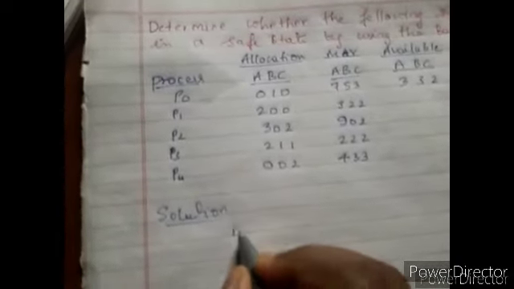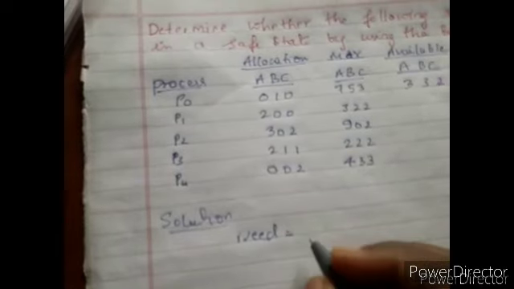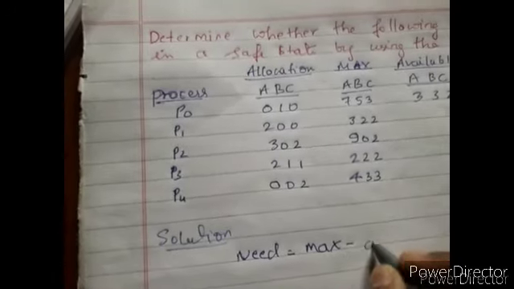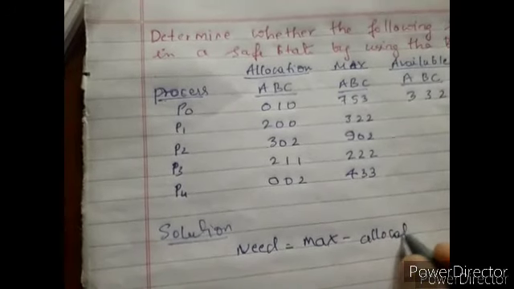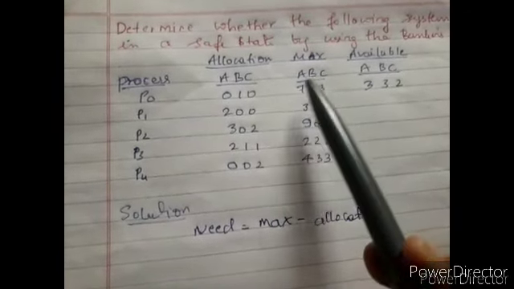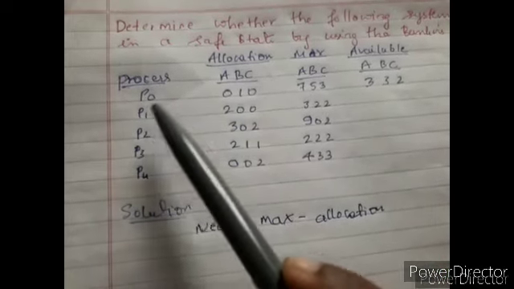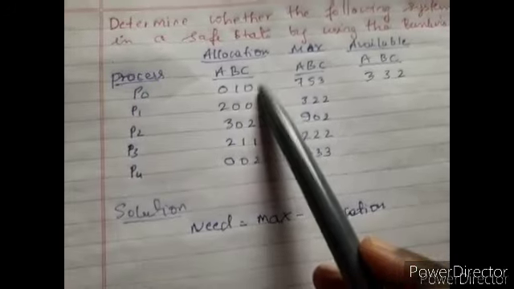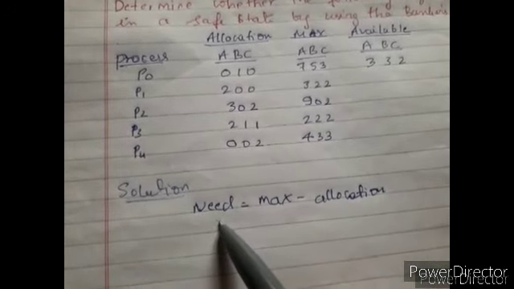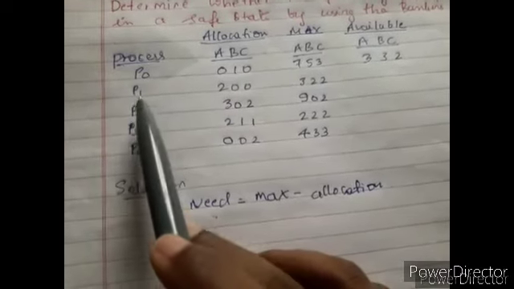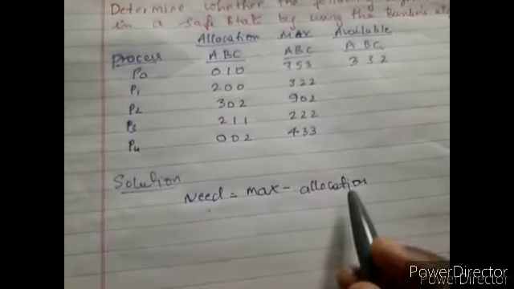First we need to find the need value. Need is equal to max minus allocation. These are the maximum number of instances that are required for process P0 to complete, and only these many instances are allocated. So now we need to find the need value, that is the remaining number of instances that is required for the process to complete its task. That is max minus allocation.